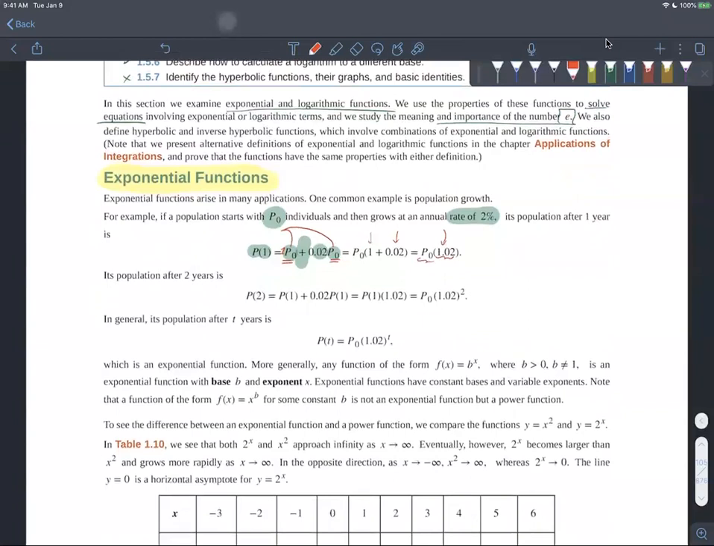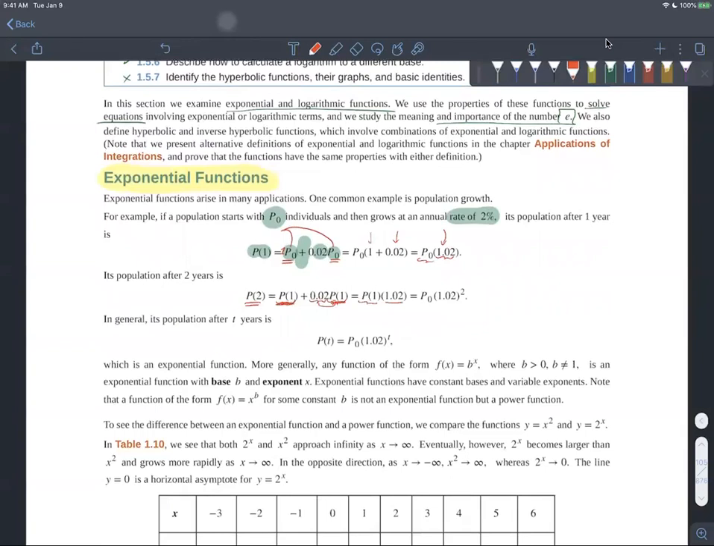What about the population after 2 years? After 2 years, that is going to be the population from after the first year, and then it's going to grow 2% again. Each year it grows 2%, but it's 2% of the population after the first year. Again, these two terms have a P1 in them, so we factor out that P1, and we get P1 times 102%.